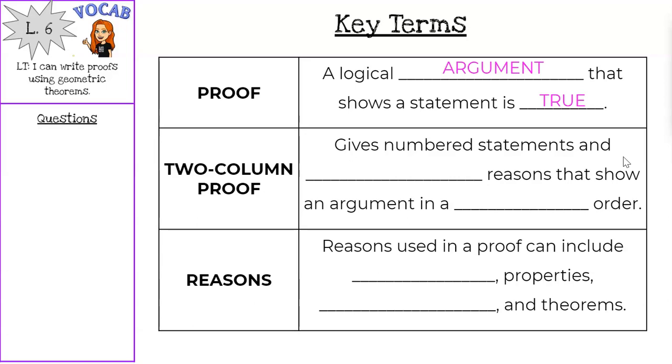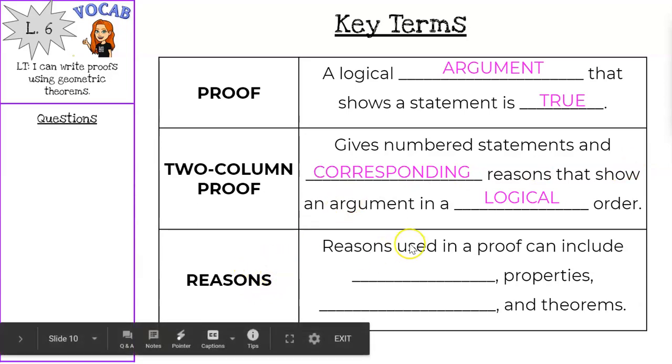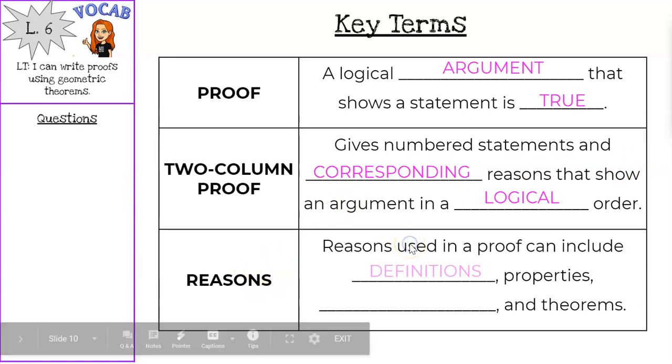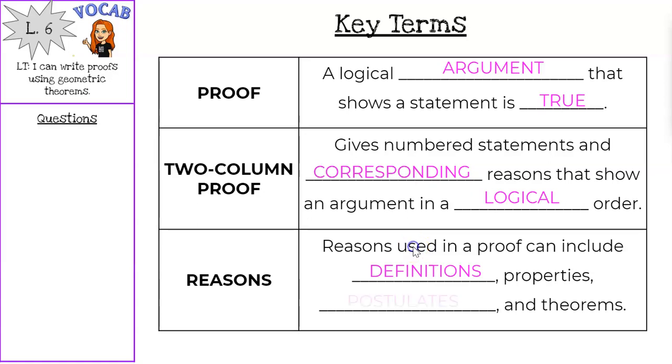A two-column proof is going to be the form we'll write our proofs in. It gives numbered statements and corresponding reasons that show an argument in a logical order. And lastly, reasons we can use in our two-column proofs. So reasons used can include definitions, properties, postulates, and theorems.